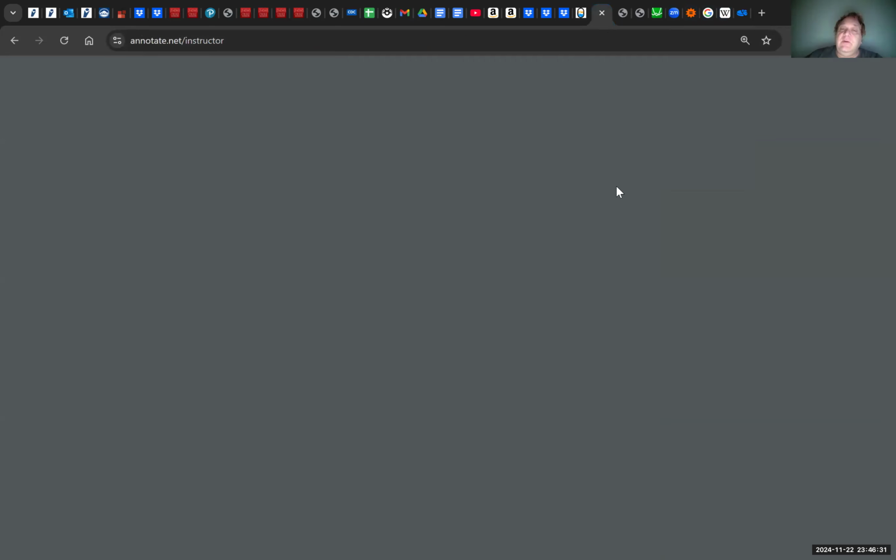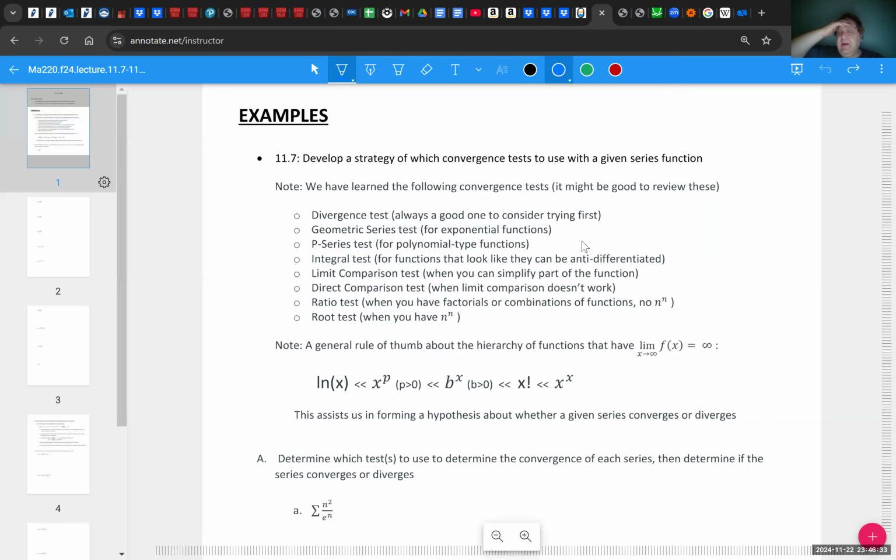Back to the notes. There's one more thing that I'm going to give as an idea that helps quite a bit of people, this idea here about the hierarchy of functions. So there are functions that go off to infinity. You've learned all the basic functions in your pre-calculus class: logarithms, polynomials, exponentials. We've added in this class factorial functions, and x to the x, like variable to a variable type functions.